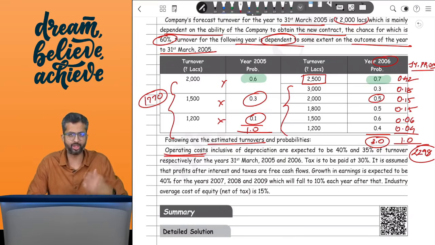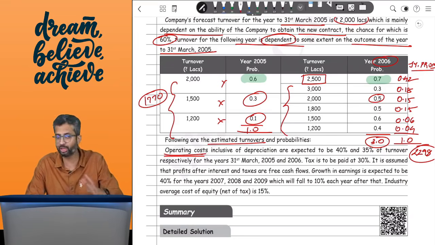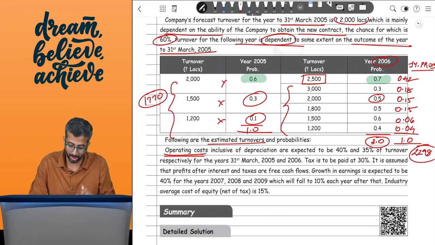Operating cost. What do you guys think? Does operating cost include interest? No. Total cost will include interest, but interest is financing in nature, it is not operating in nature.